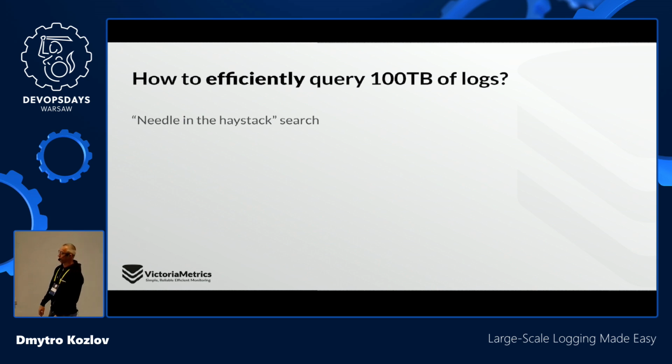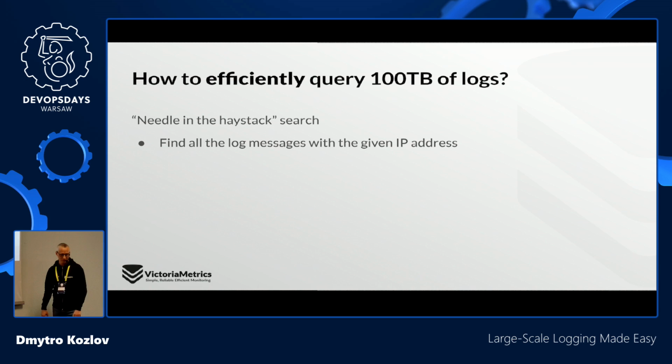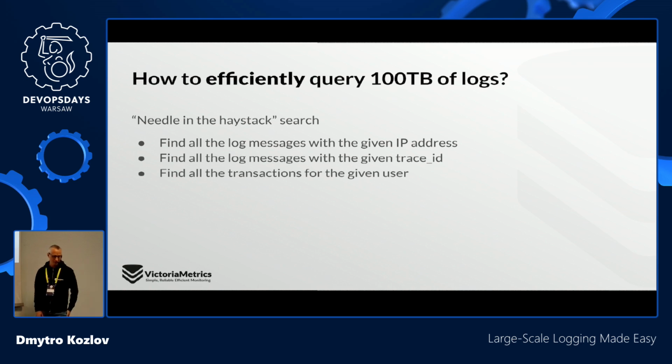So it's the main problem: how to efficiently query 100 terabytes of logs. It's the main problem, needle in haystack search. These messages represent examples of the needle in the haystack problem. First of all, how to get the log messages with a given IP address, or find log messages with a given trace ID, or find all transactions for a given user. These are hard queries for log databases, and they should check almost everything in your database and process a lot of data.